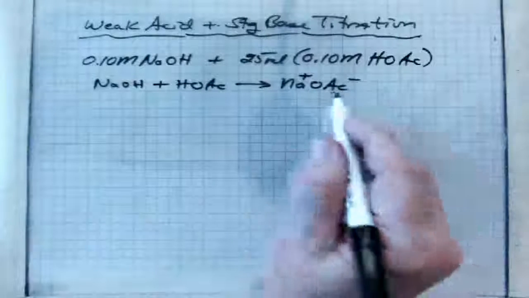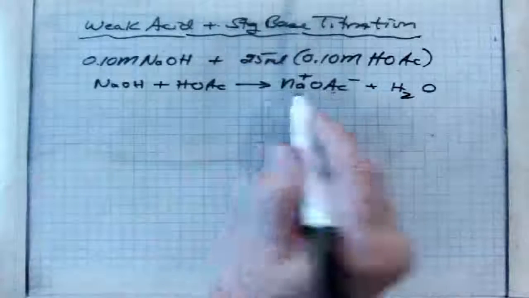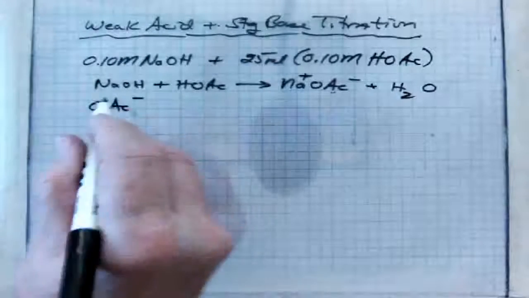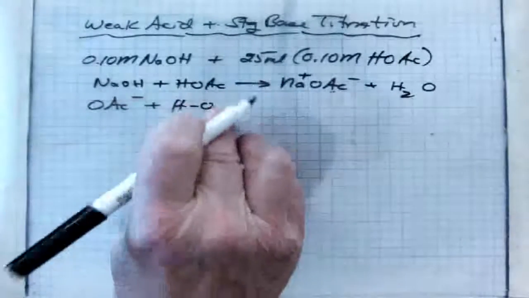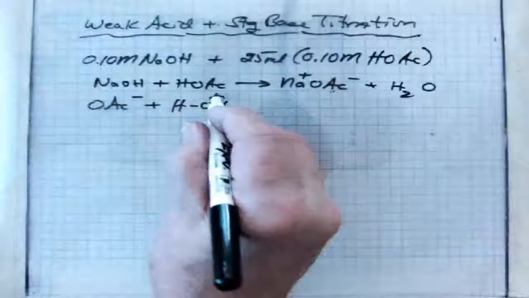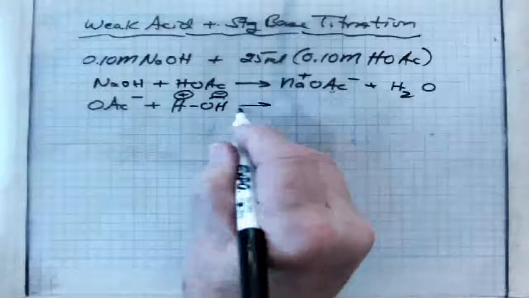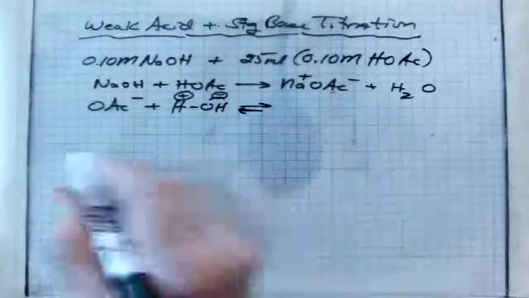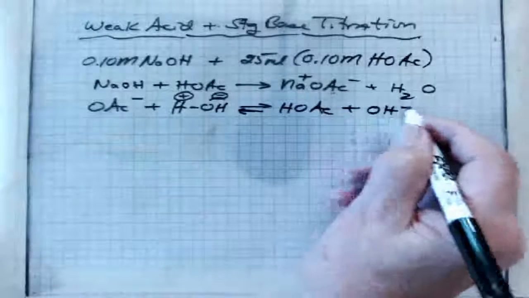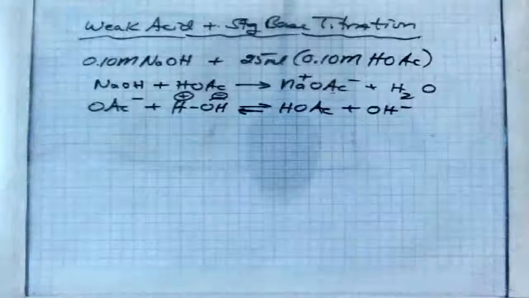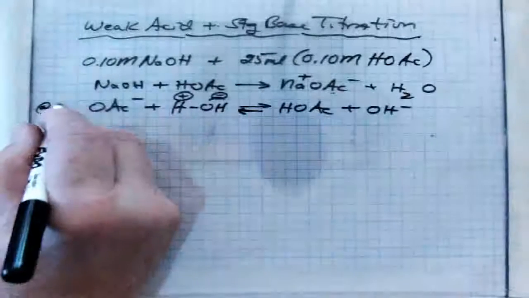This will give an excess of base. Remember, sodium's not going to hydrolyze. I'm just going to show you this plus HOH, this being the negative portion and that being the positive portion. Of course, it's going to pull the H over, and this is your hydrolysis reaction. Then we build an ICE table off of this one and calculate the excess hydroxide, and then pOH, pH, at the equivalence point.